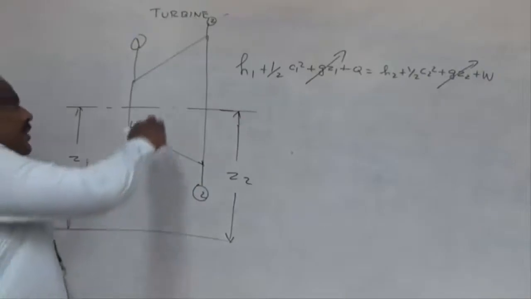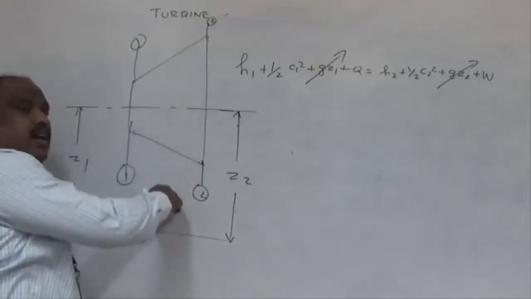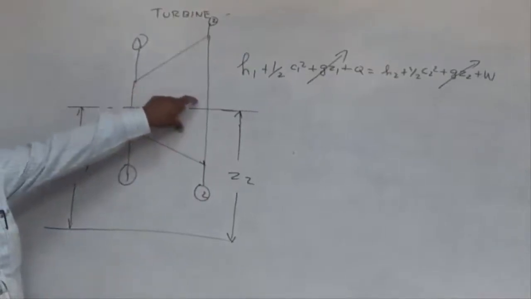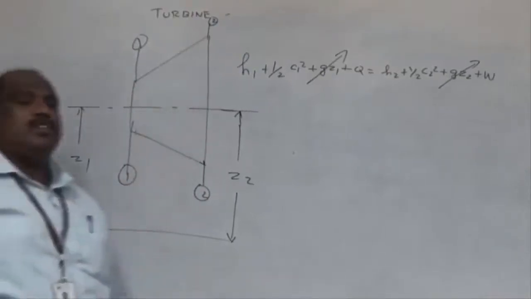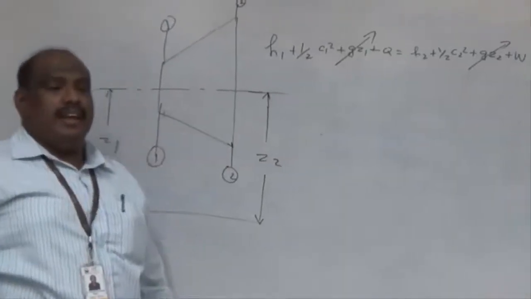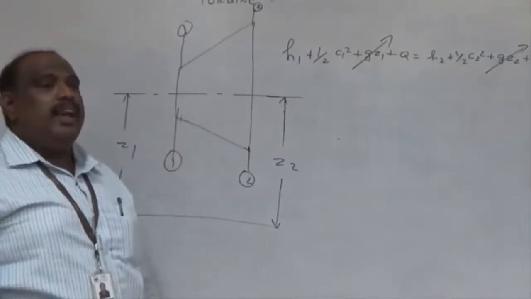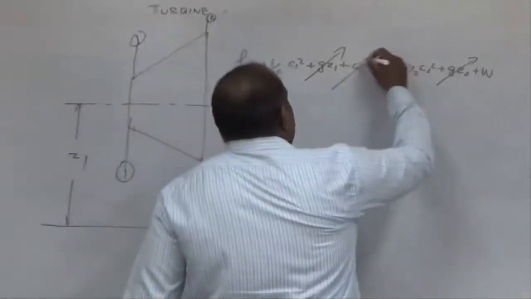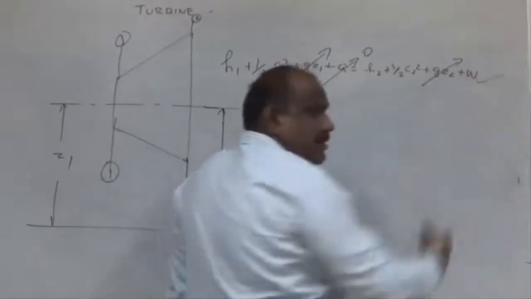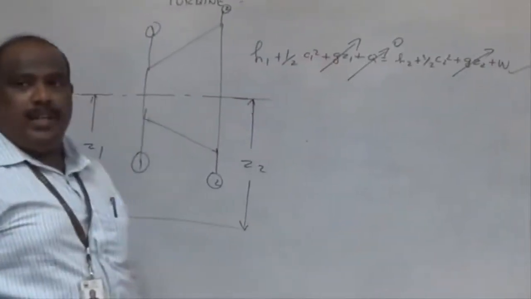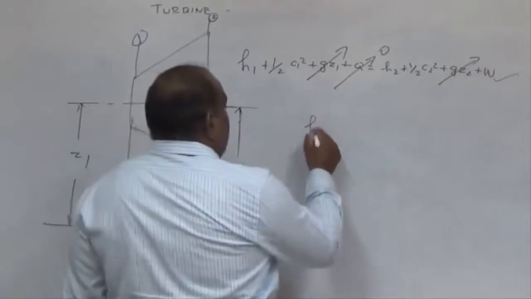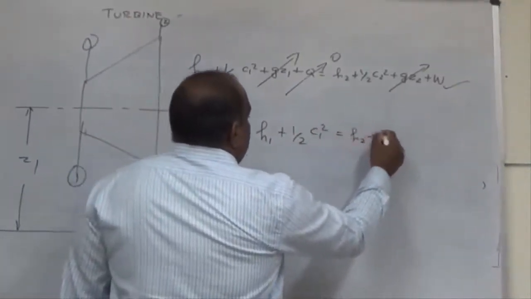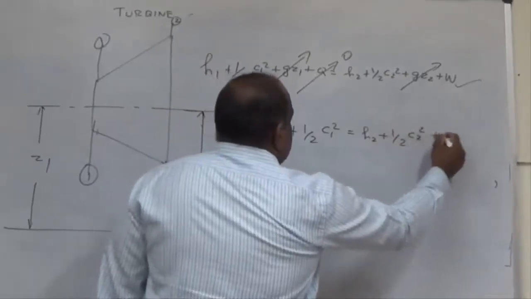There is no heat loss from the turbine to the surrounding or from the surrounding to the system, because we want to convert the heat energy only into work. If you lose heat, then your actual production of work will get reduced. So in order to overcome that, we generally assume it is perfectly insulated. The intention of the turbine is to produce only power. So what about our expression now? H1 plus half C1 square is equal to H2 plus half C2 square plus W.